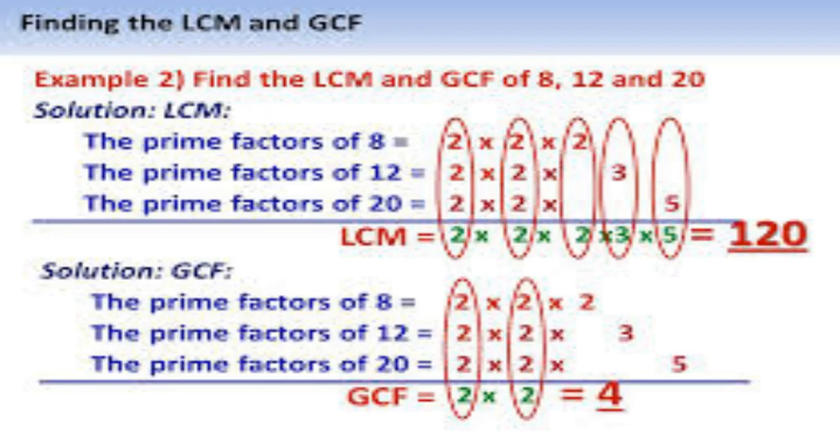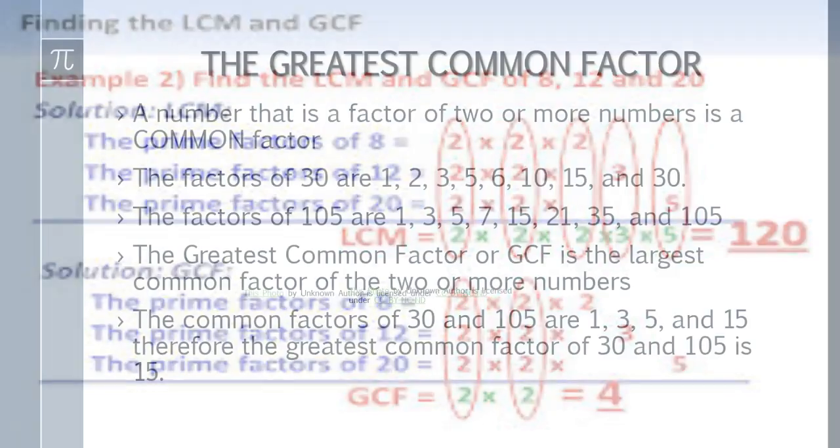As you can see, for the LCM, they chose the factors that were repeated the most, and then they also chose those factors that were not repeated at all. The answer for the LCM, the smallest number that all of those numbers divide into, was 120. We will see how to find the greatest common factor in the next slides.